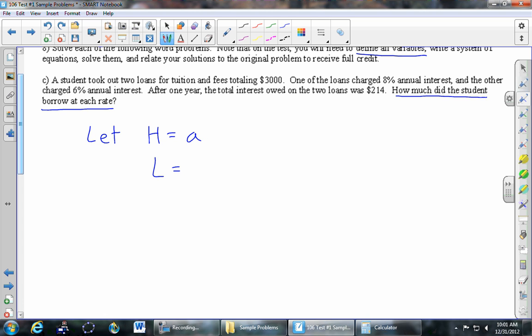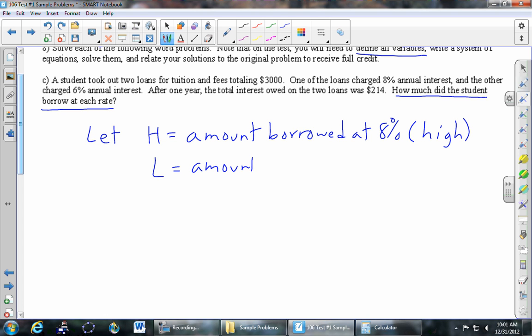So H is going to be the amount borrowed at 8%, H for high, and L is going to be the amount borrowed at 6%, L for low. You're welcome to use X and Y, but I think using letters that stand for the variables might be easier in the grand scheme of things.